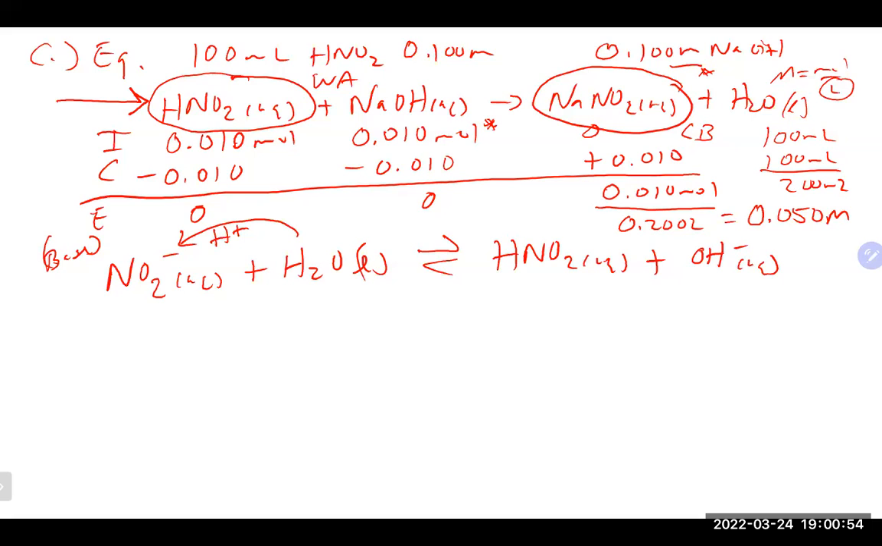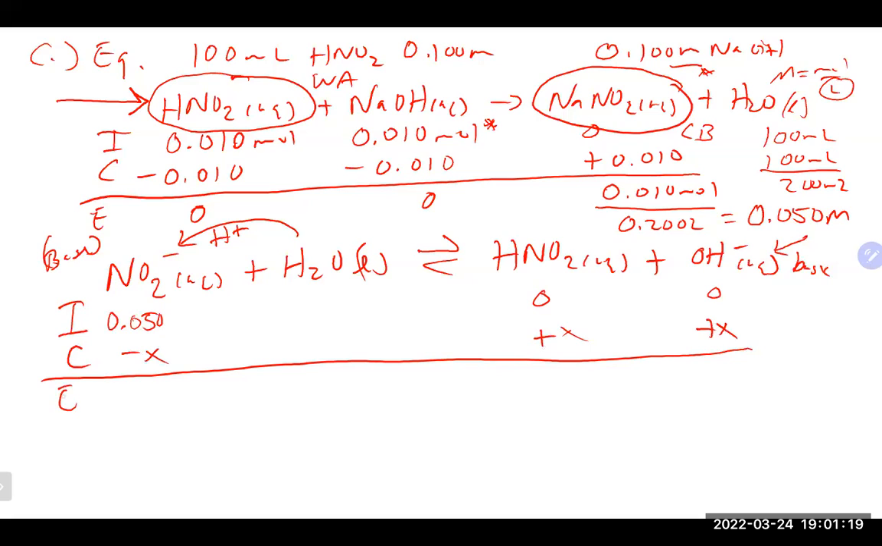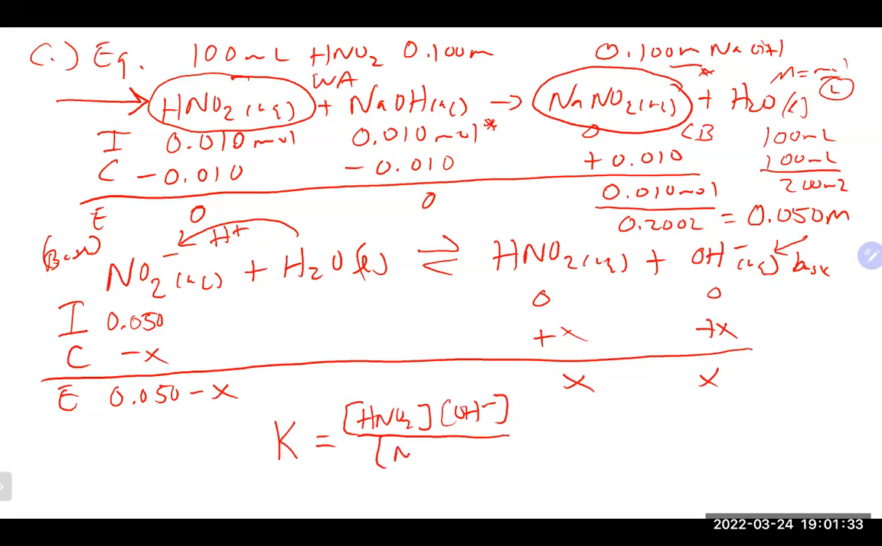That means, as we know at this point, should this pH be acidic, basic, or neutral? Yeah, we know it should be basic as we have hit the hydroxide there. We are going to do a hydrolysis problem, which is starting with the concentration from above. We're going to do zeros. This is going to be minus X, plus X, plus X. That is going to be 0.05 minus X, X, and X. This is going to go into our K, which is our HNO2 times our hydroxide divided by our NO2 minus.